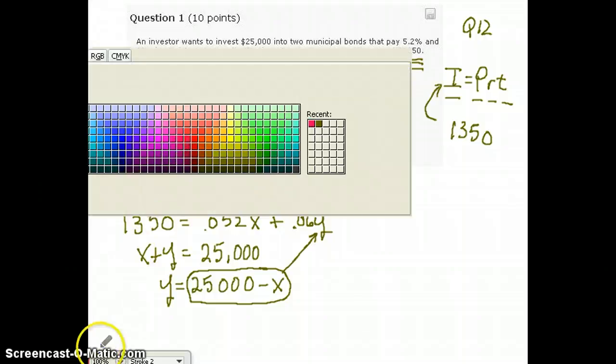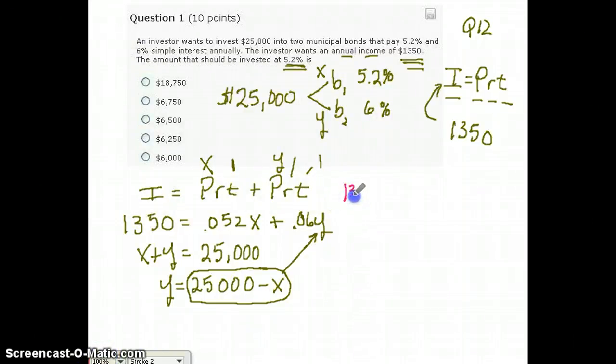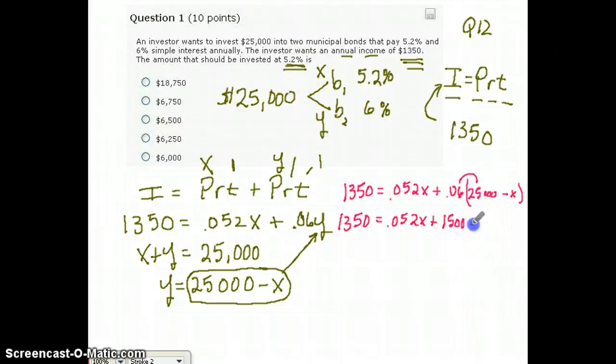All right, let's do this work. First of all, I have 1350 equal to 0.052x plus 0.06 times something. Remember, that was 25,000 minus x. Let's just work it straight down. 0.052x plus, now what's 25,000 times 0.06? We could probably do that in our head. That's going to be 1,500. Just multiply these two together, minus 0.06x. Okay, there's an equation that's starting to look a little bit better.